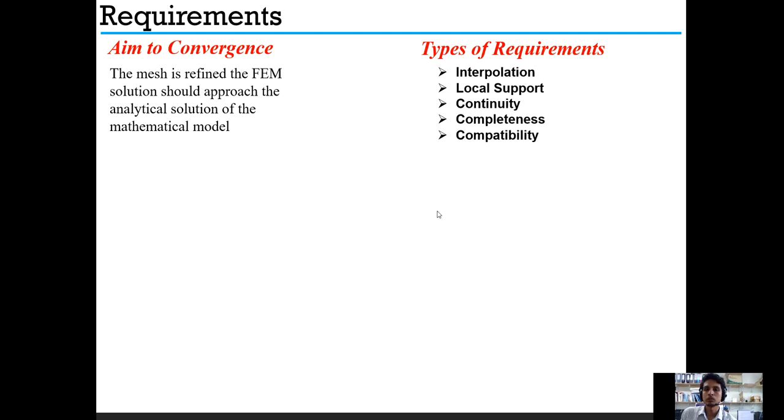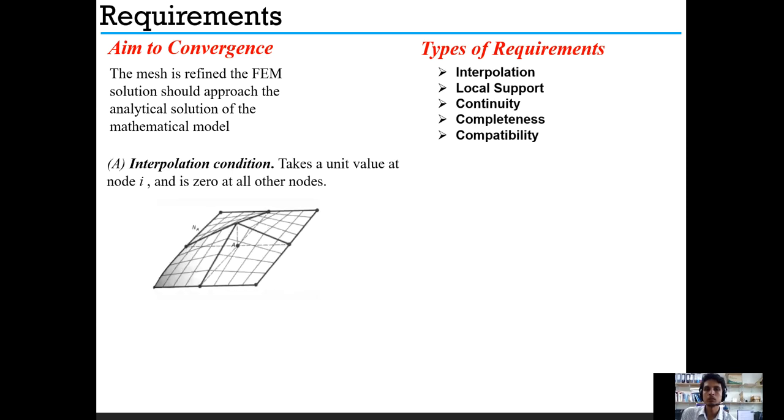For this convergence, there are some requirements such as interpolation. So what is interpolation? It takes a unit value at a node, say for example in this node, it takes a unit value, and for other nodes it is 0. So other nodes are 0, but it needs a unit value here.